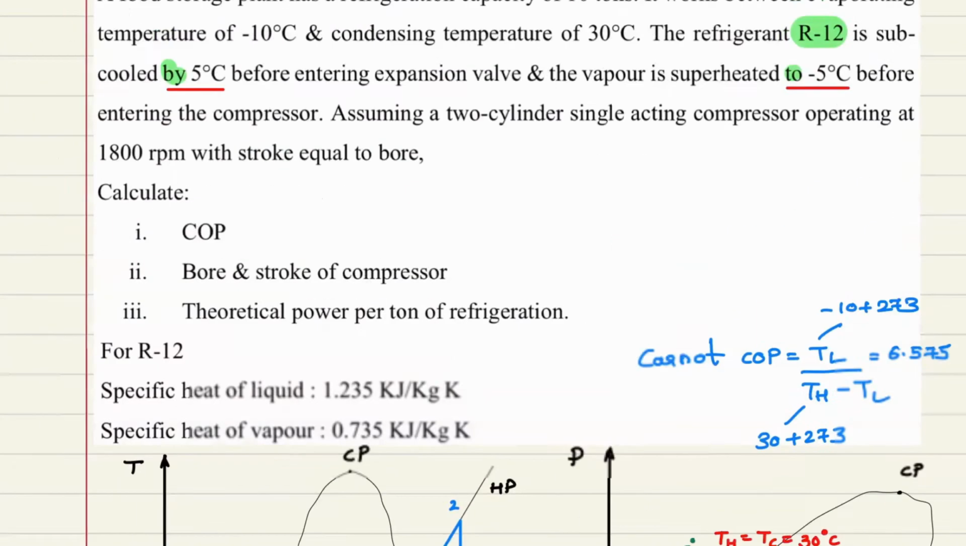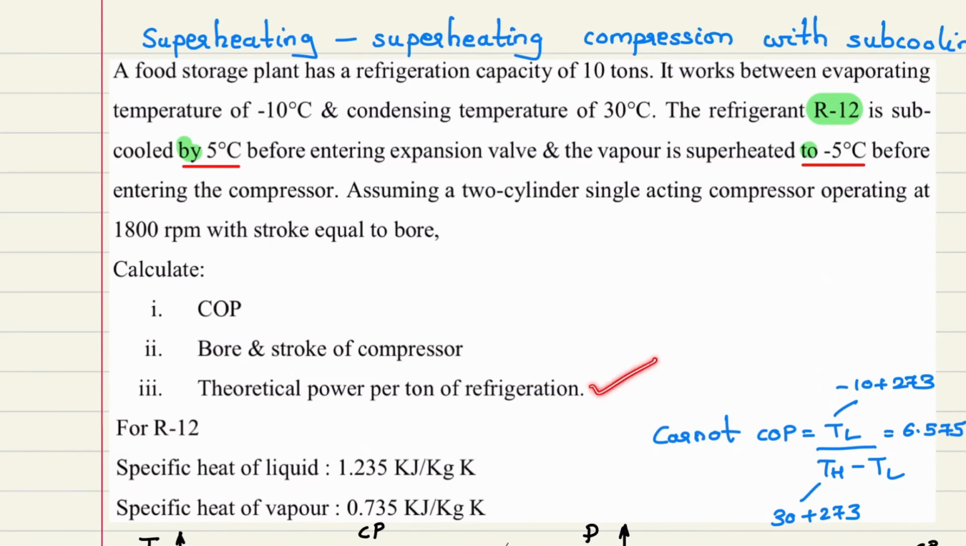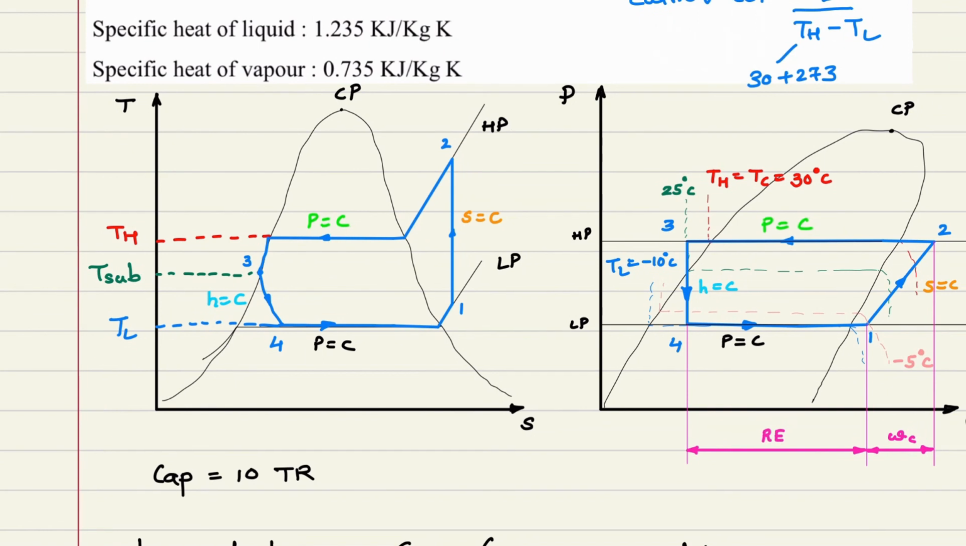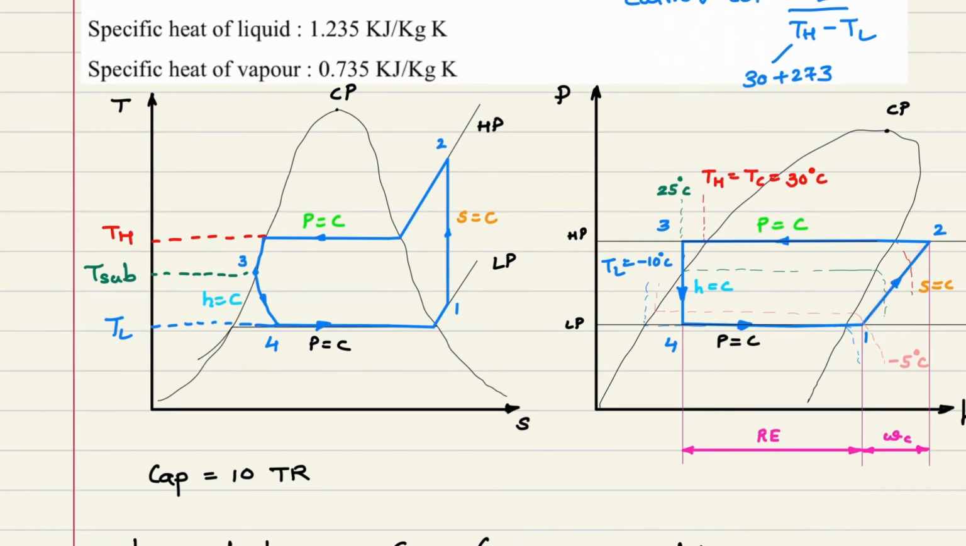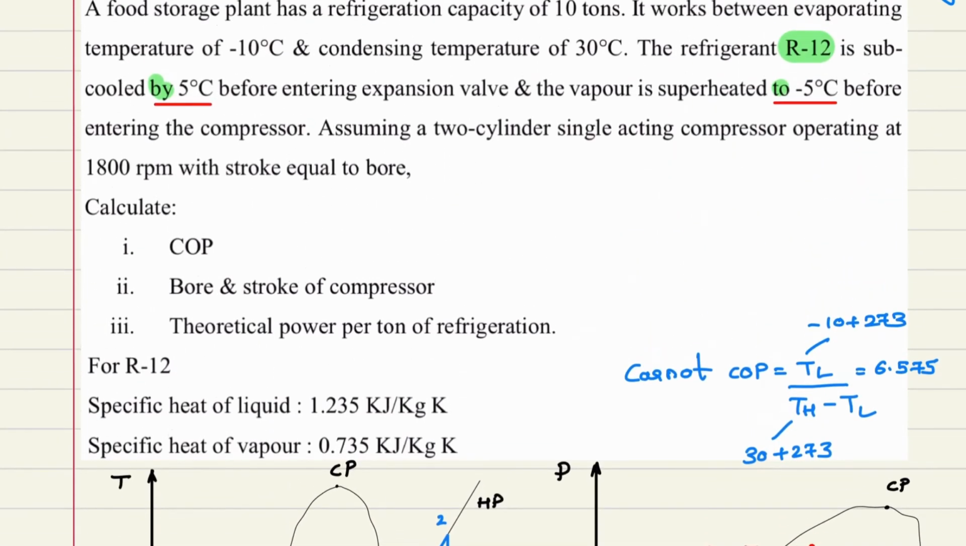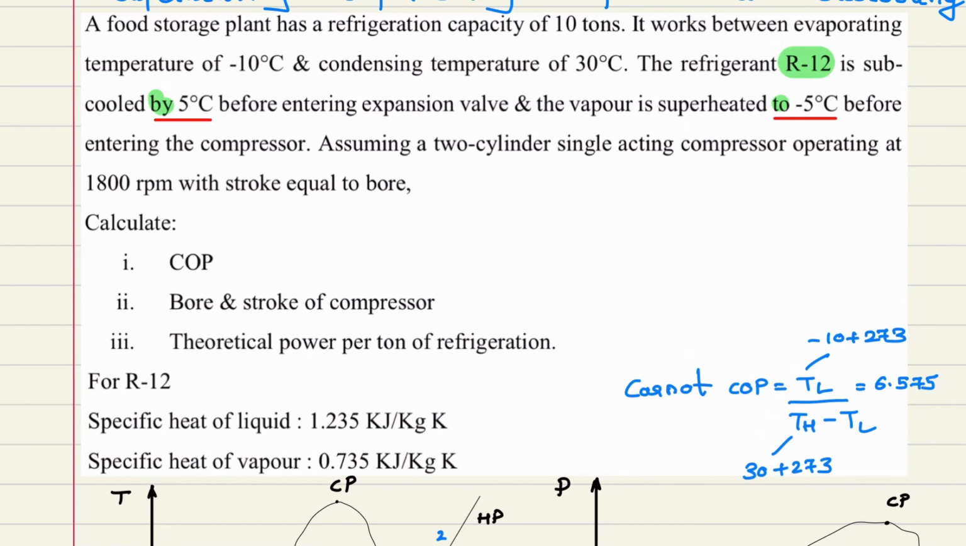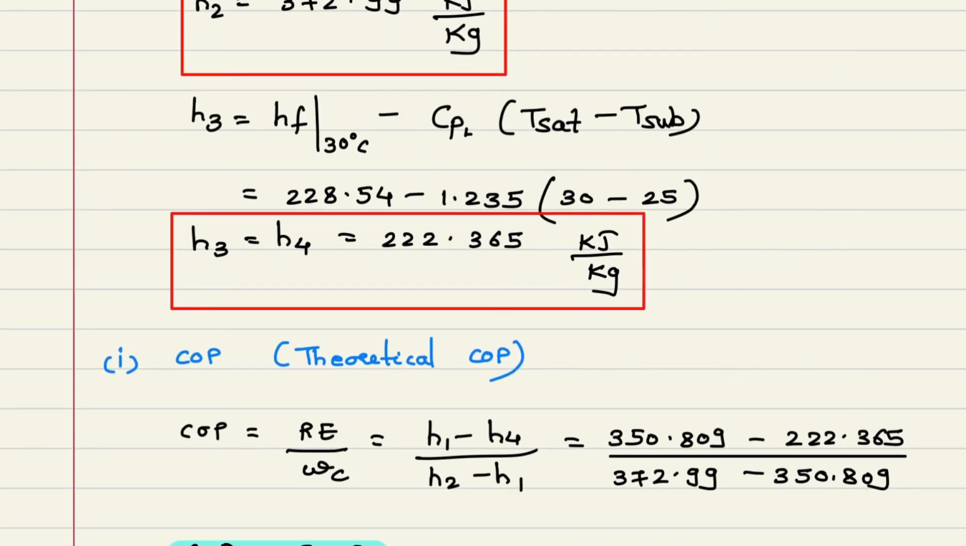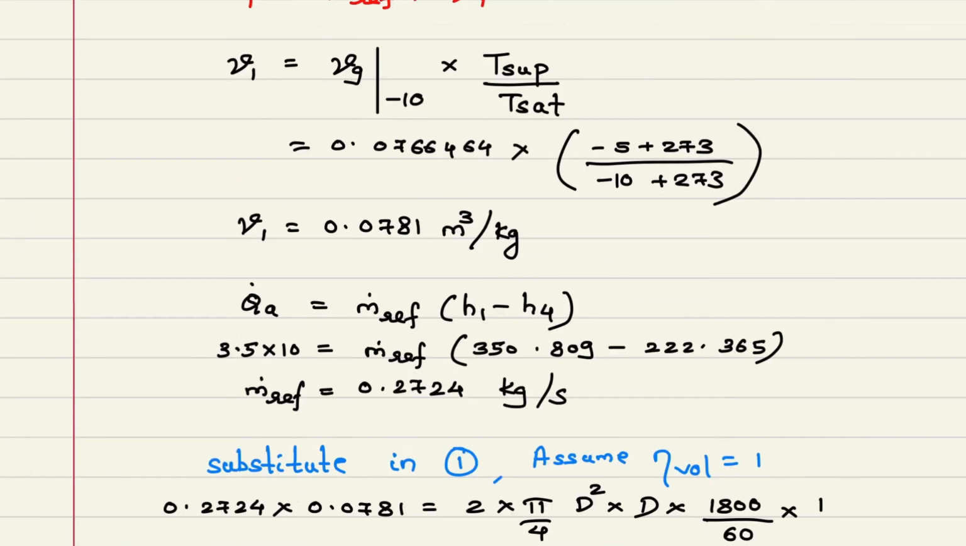Next question. We have to calculate the theoretical power per ton of refrigeration. Now where is power consumed? During the process of compression 1 to 2. So what will be the power? It will be mass flow rate of refrigerant, m dot refrigerant, into H2 minus H1. That will be for how many TR? A total of 10 TR. Why? Because the mass flow rate which we have calculated is calculated considering 10 TR.